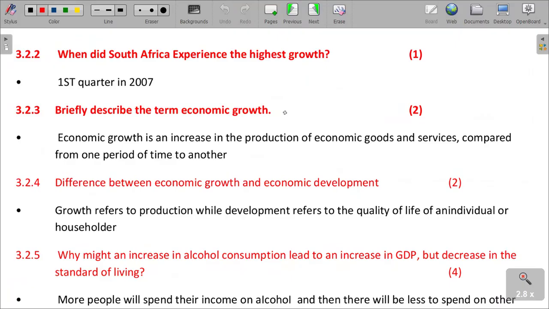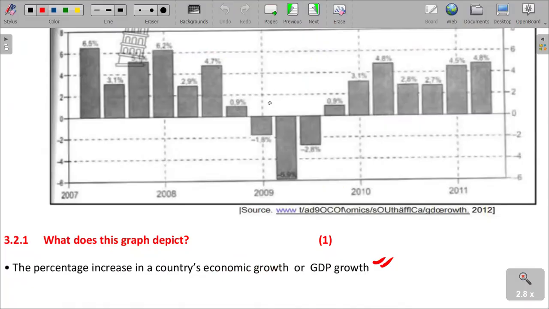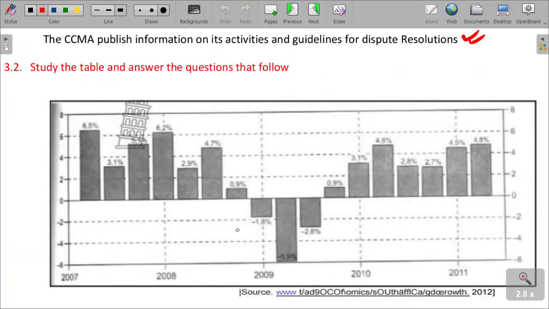When did South Africa experience the highest growth? The highest growth, we just look at the graph, which is in the first quarter of 2007. In the first quarter of 2007 we have got 6.5 here, and there is nothing else which is more than that or close to that. So the highest growth was in the first quarter of 2007. So it's a matter of looking at the graph and identifying the highest percentage, which is 6.5.